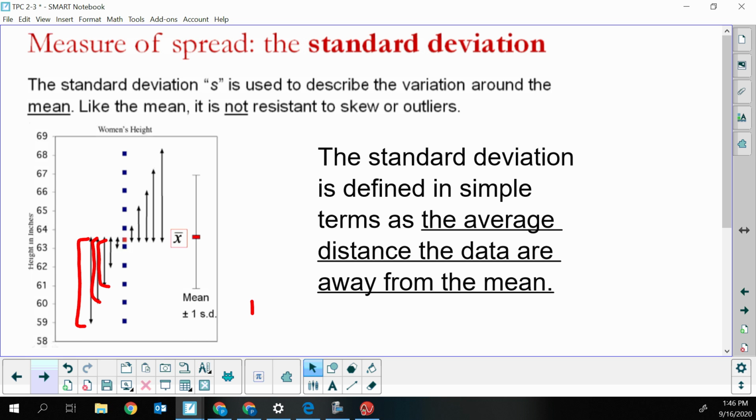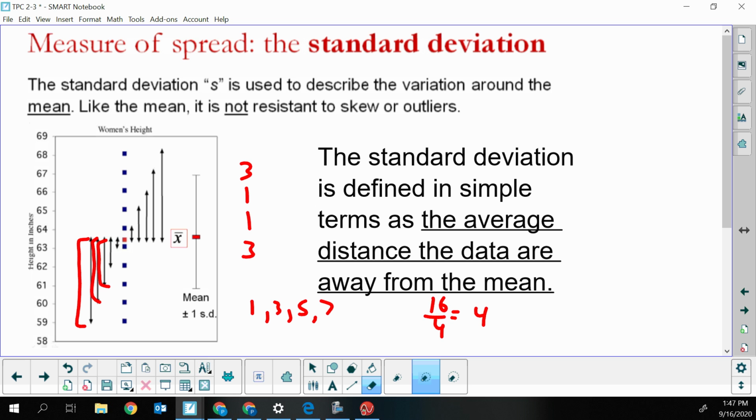So for an example, say we had 1, 3, 5, and 7, let's say. So if we added those up and divided by 4 to find the mean, we would get 4. So the mean is 4. We would want to see how far each of those is away from 4. Well, 1 is 3 away from 4. 3 is 1 away from 4. 5 is 1 away from 4. And 7 is 3 away from 4.